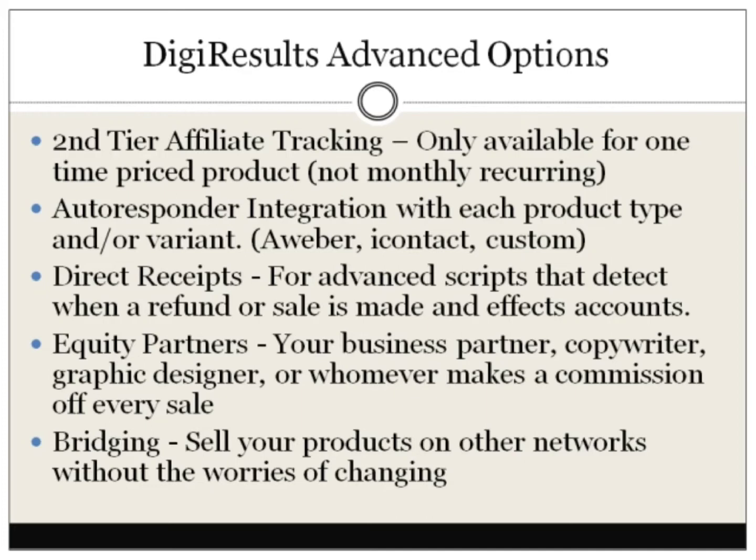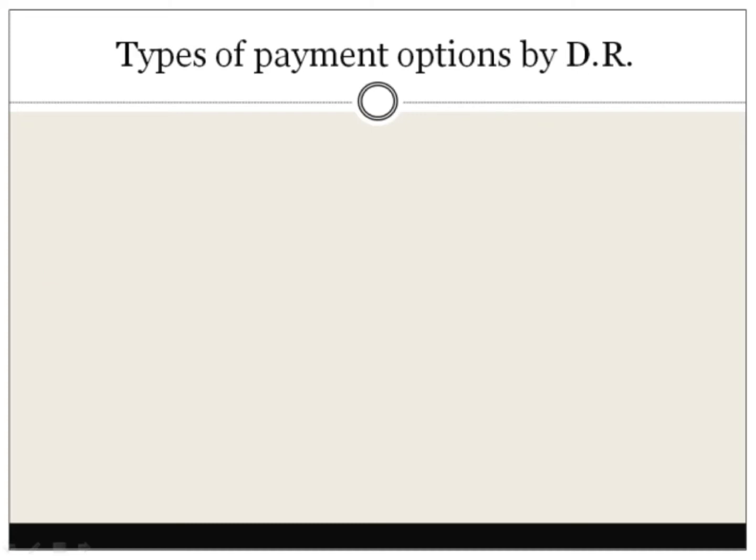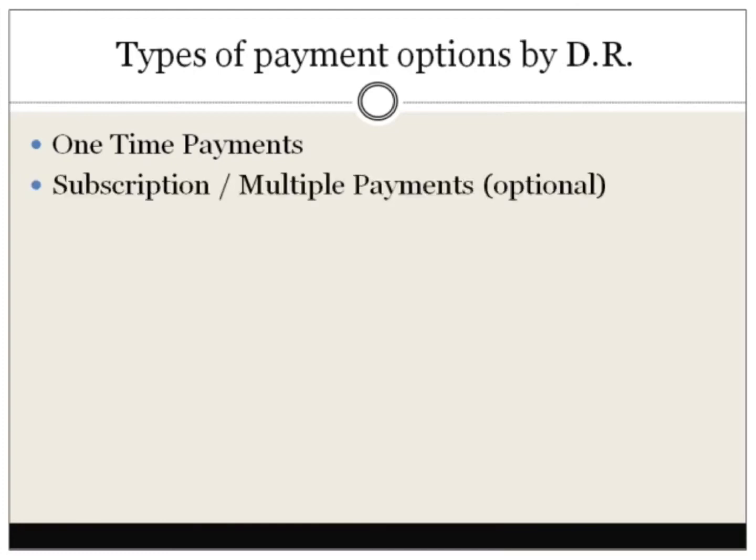So that's a really cool feature that is part of DigiResults. Let me talk about the types of payment options by DigiResults. They provide one-time payments, so if your front-end offer, your back-end, your one-time offer is a one-time payment, they support this. They also support subscription and multiple payments.